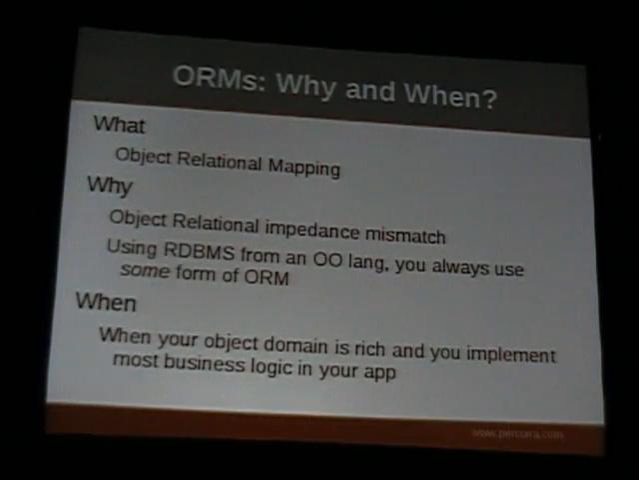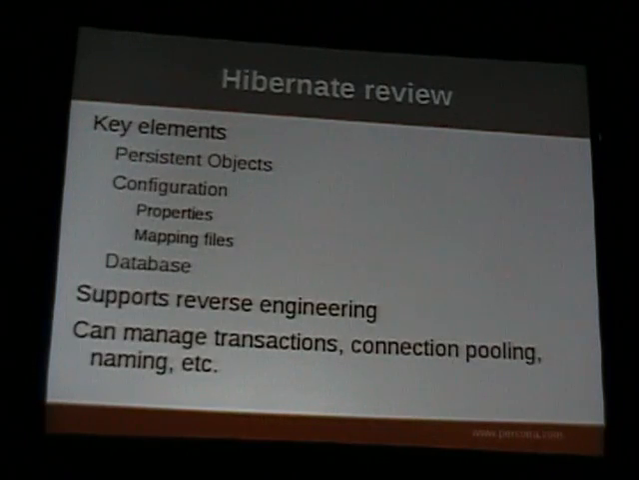And when do you want to do this? Using an ORM makes sense when you have a rich object domain and doing the manual mapping might become tedious. So the ORMs are there to help you make your life easier. Hibernate is one of many ORMs available for Java. It's by far the most popular and it has a very rich feature set. So that's why we chose it for discussion. We always see it in production, so we know it's solid.